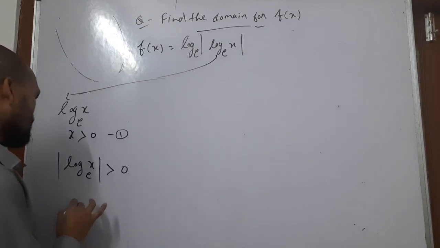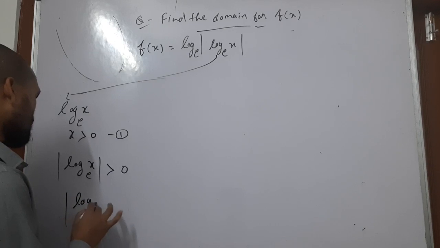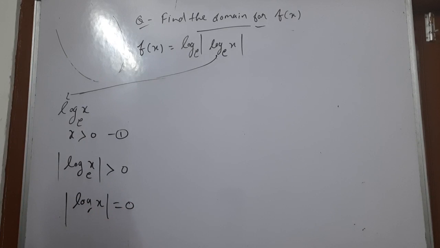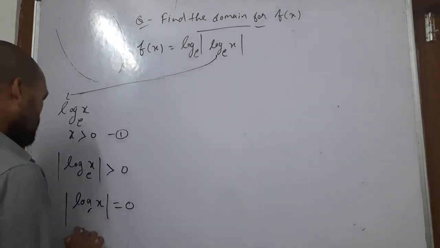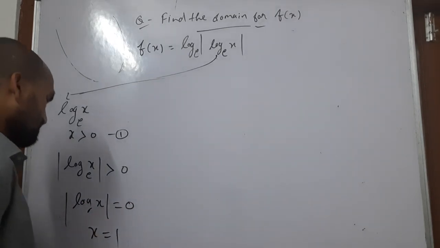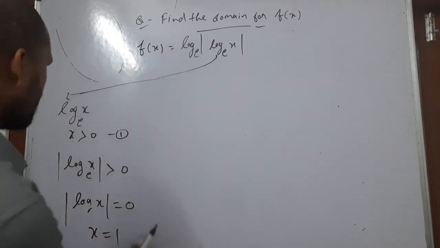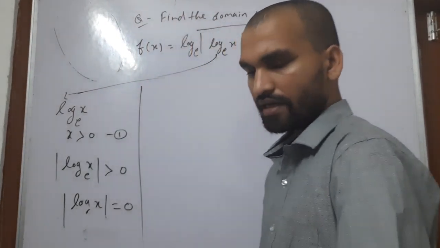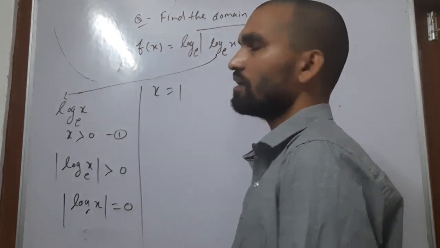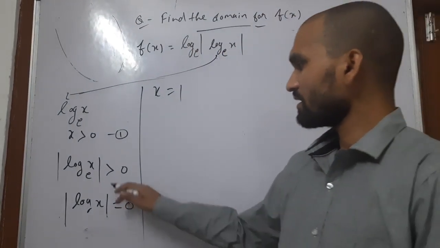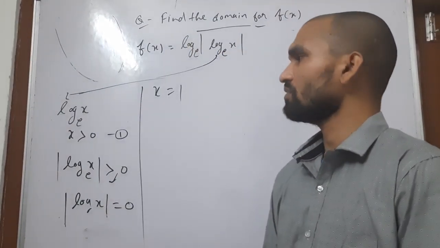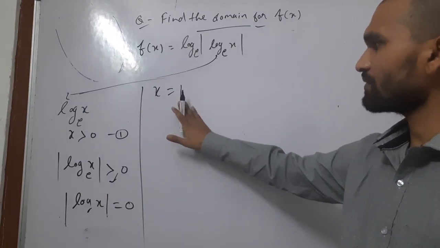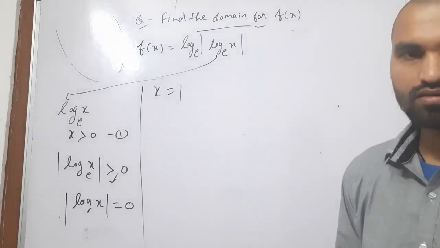So we should know that when modulus of log x is 0, this value is 0 when x is equal to 1, because log 1 is 0. So when x is 1, it will be 0. But here the inequality is only greater than 0, so we cannot take equal to 0. So we should remove the 1 from the domain.